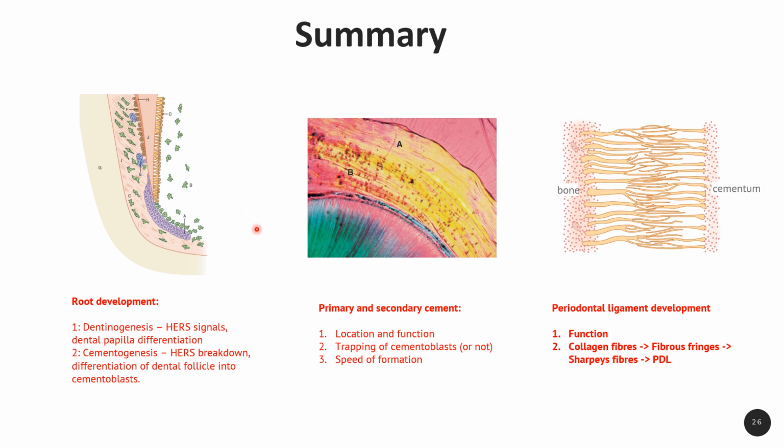So finally, that's the end of this Kennisclip video for you. We've covered quite a lot of complex material. So root development from dentinogenesis, cementogenesis, the HERS, primary and secondary cement, the locations, functions, how that works or not, trapping cementoblasts, which one is faster, how it looks under the microscope, and then also periodontal ligament development. So I hope this has been clear enough for you. Thank you for listening, and I will see you in your TBL session very soon.